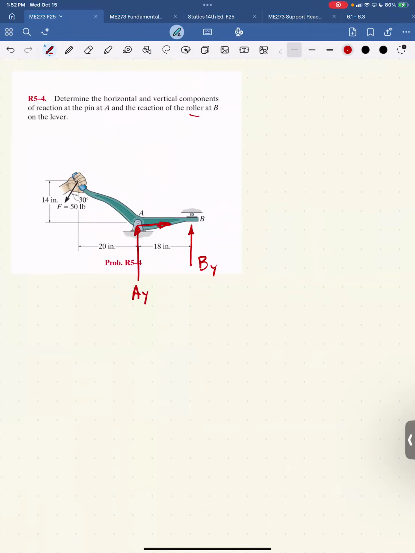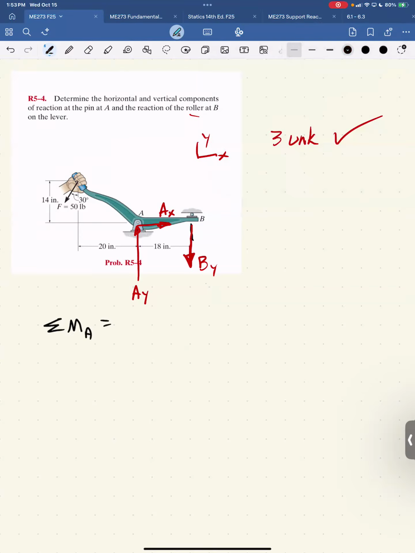Now, choose one of the equilibrium equations that will get rid of the most unknowns. In this case, it's summation of moments about A, right? Because now I can solve directly for BY without any simultaneous equations. So BY, actually, I drew it down on my paper here, so I'm just going to change this to down. Okay. Doesn't matter. It would just come out negative.